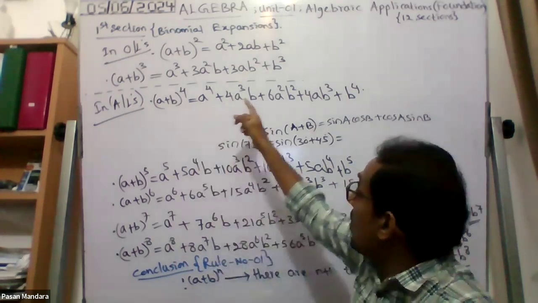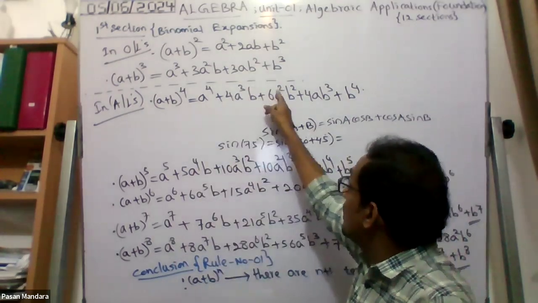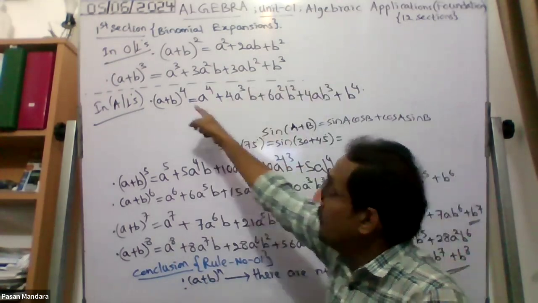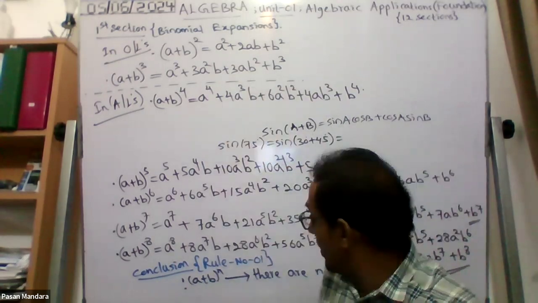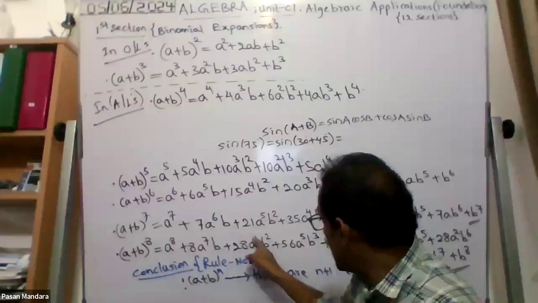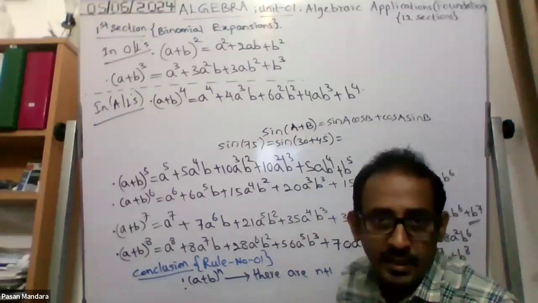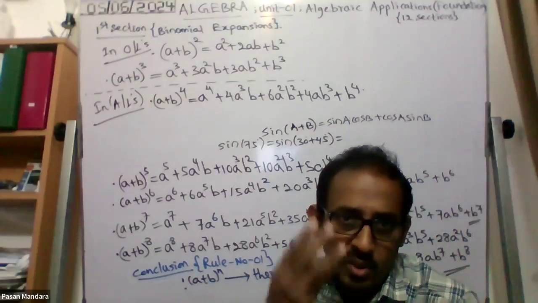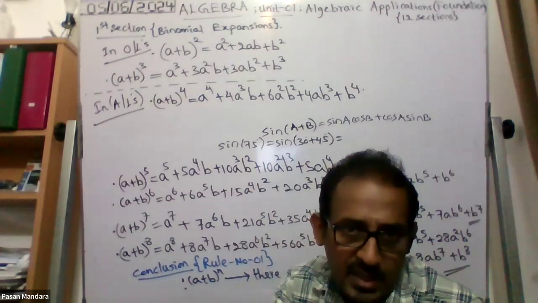But make sure the sum of powers, 3 plus 1, 2 plus 2, 1 plus 3, will match the given power. 7 plus 1, 8. 6 plus 2, 8. 5 plus 3, 8. That's my third point. The first rule comprises many steps.